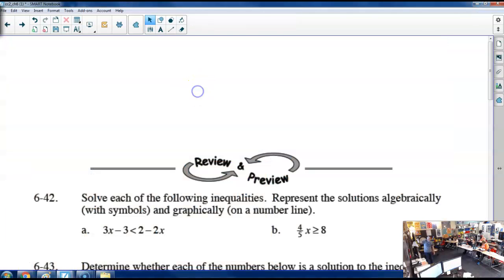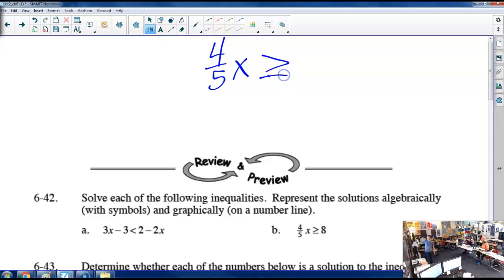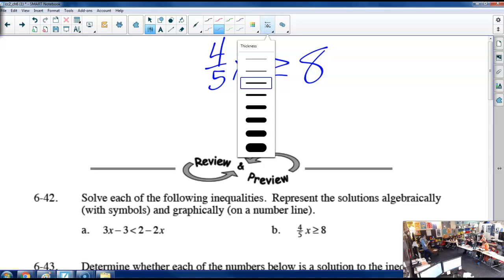So we have the question of 4/5 x is greater than or equal to 8. Now here's the thing most people aren't realizing. This only takes one step to get x by itself, and that step does not include making a decimal. Now it could, but that's going to make 2 steps. So Molly, give me your attention real fast. Just make sure you see this, then go back to that activity.